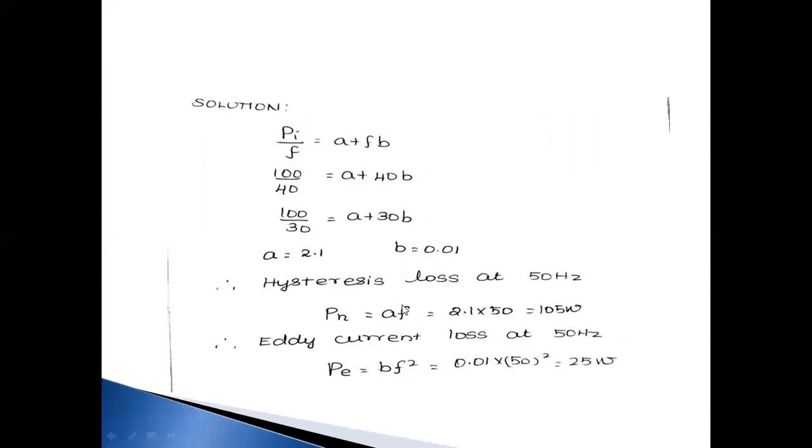So hysteresis loss is directly proportional to the frequency f, and that we have already seen, and eddy current loss is proportional to the square of the frequency. So the B value we have found, and we are multiplying with 50 square, it is given that 25 watt. So one will give 105 watt and one will give 25 watt. Hysteresis loss is 105 watt, eddy current loss is 25 watt. So from the slope we are determining the value of eddy current and the hysteresis loss.